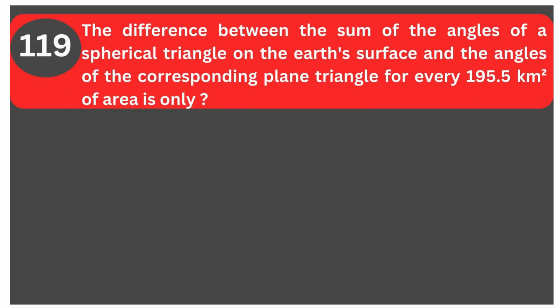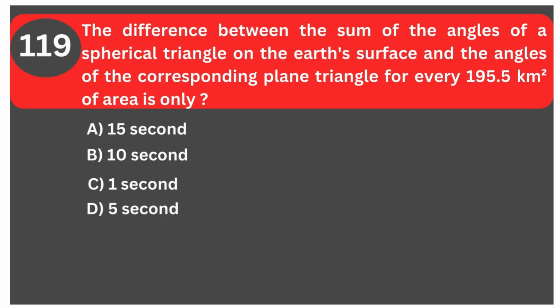The difference between the sum of the angles of a spherical triangle on the Earth's surface and the angles of the corresponding plane triangle for every 195.5 square kilometers of area is only. Options: A. 15 second. B. 10 second. C. 1 second. D. 5 second. Answer: C. 1 second.